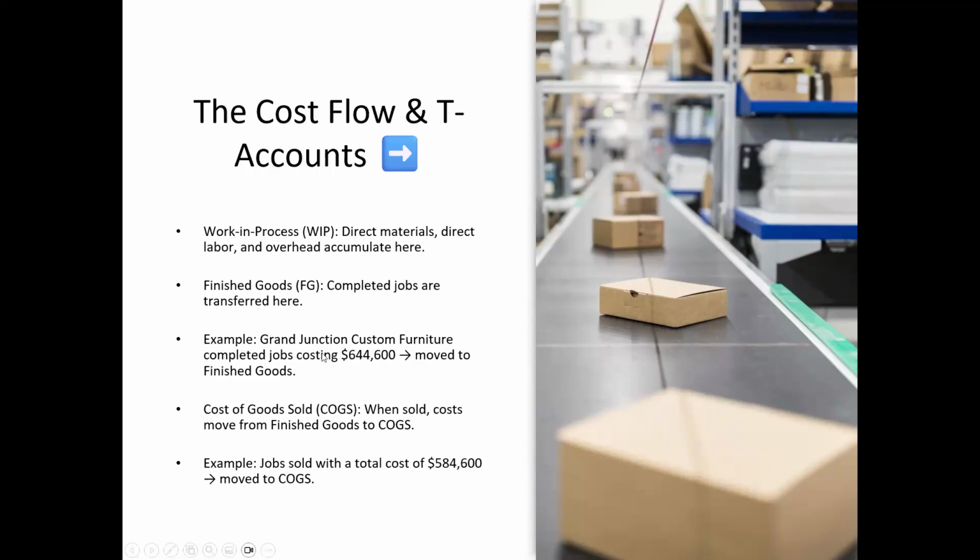In this example here, let's again look at the Grand Junction custom furniture, which completed $644,600, and move this completed unit away from the T account, then it goes into the finished goods account.